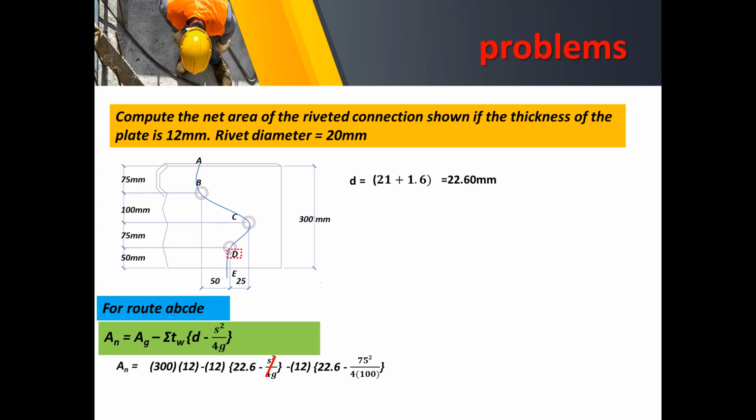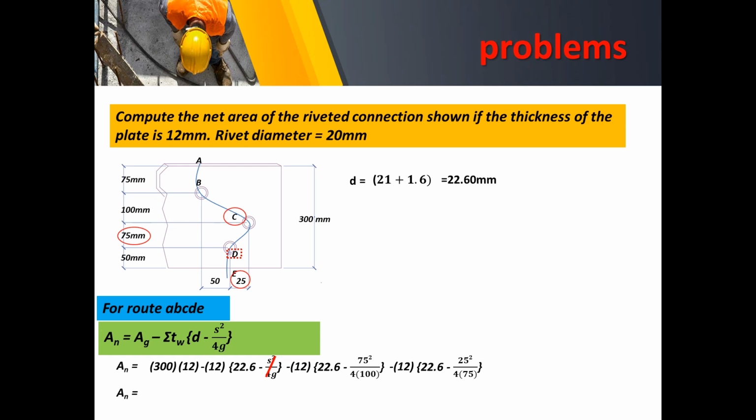So moving on to the next bolt, we have bolt D. So prior to D is C. All we have to do is to look at the pitch distance, S is equal to 25, and we also have the gauge distance of 75 millimeters. Now we place that in the equation, multiplied by our thickness 12. Okay, so if you notice, S squared is 25 squared, your G is 75.